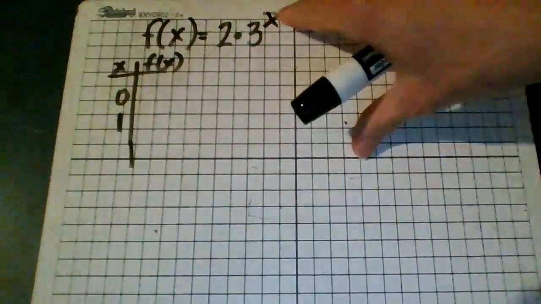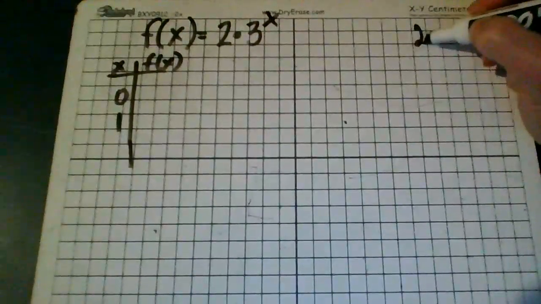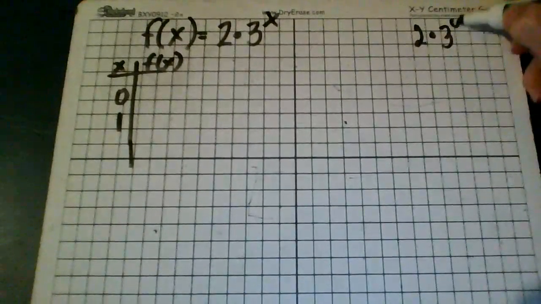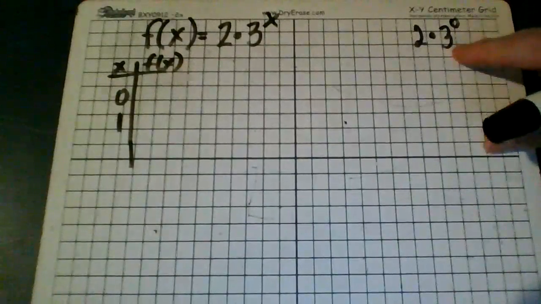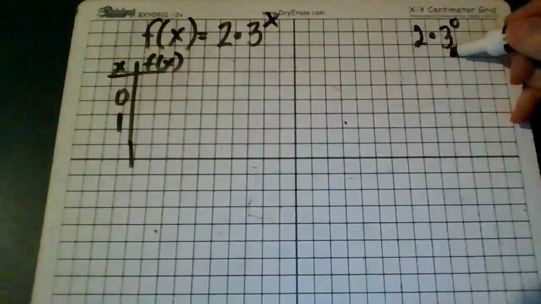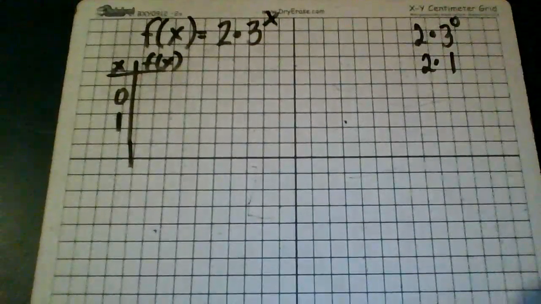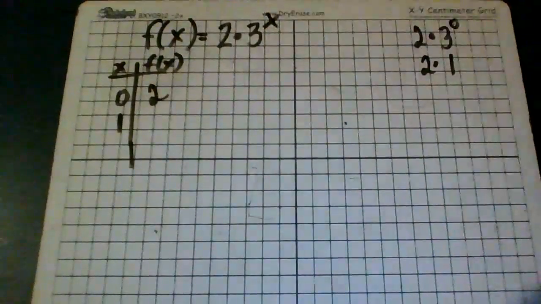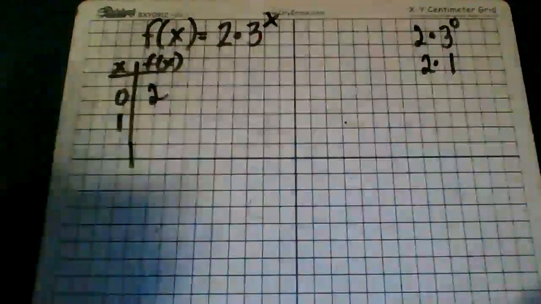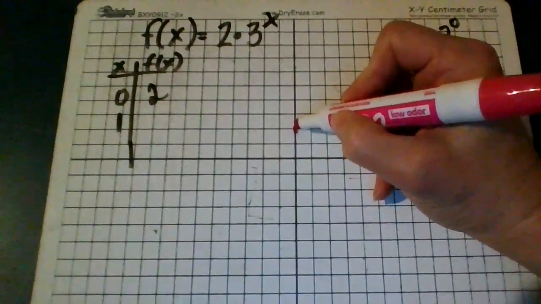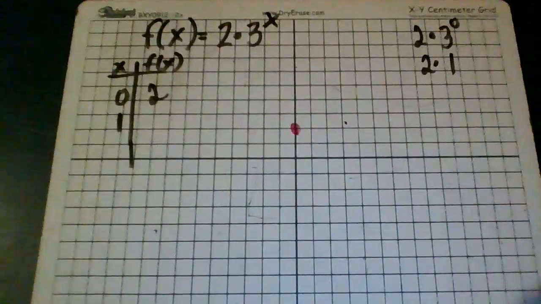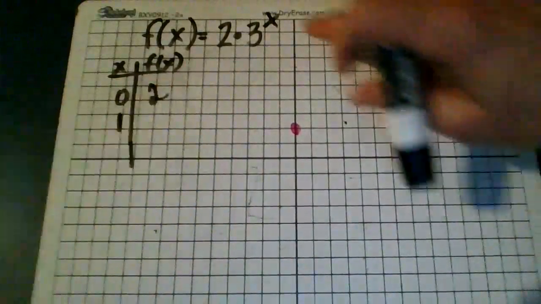So I'm going to plug in 0 for x. So I do 2 times 3 to the 0 power. Well, here's that thing that I can do mentally, because anything to the 0 power is 1. So 2 times 1 is 2. If I were going to plot that point, because I now have a coordinate, that point would be at (0, 2).